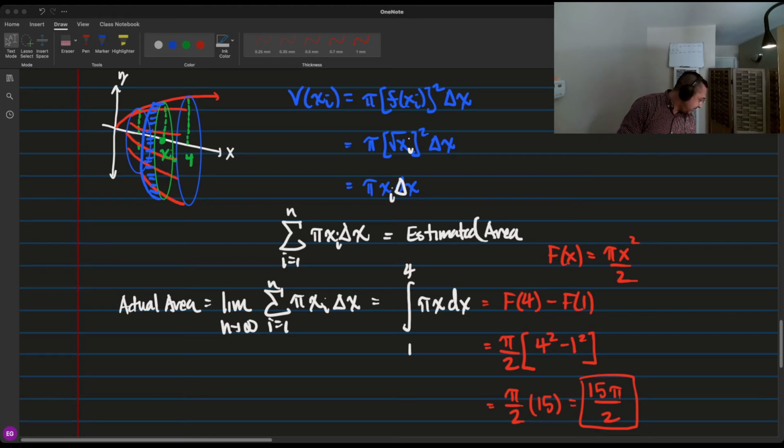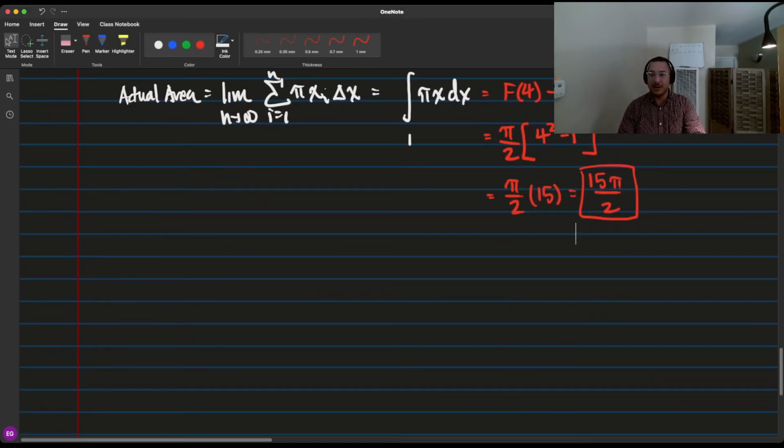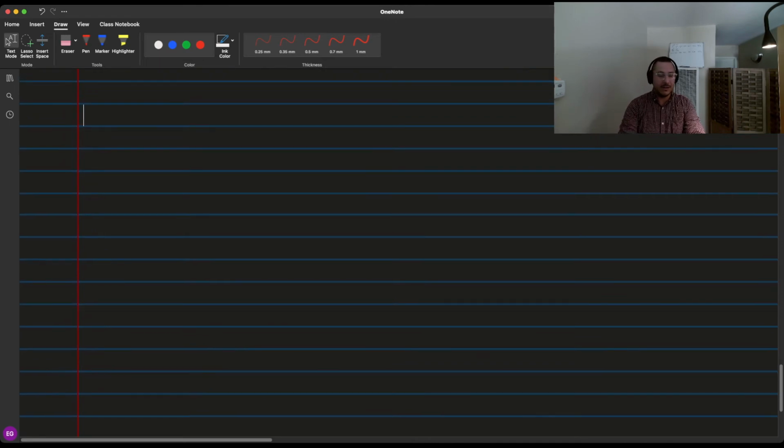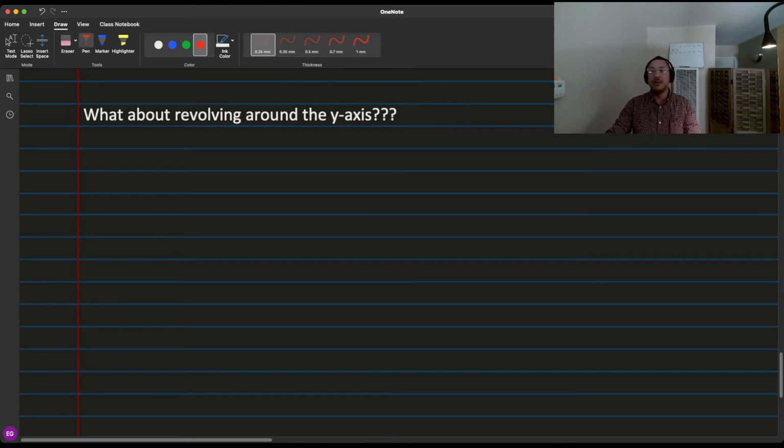Okay. So, now we get to talk about if you revolve around the y-axis. Okay, these are tough. So what about revolving around the y-axis? I mean, it's pretty similar, luckily, but it's a little more work. Okay, and I guess we'll just do this with an example.